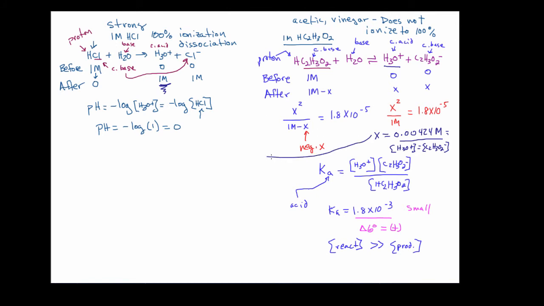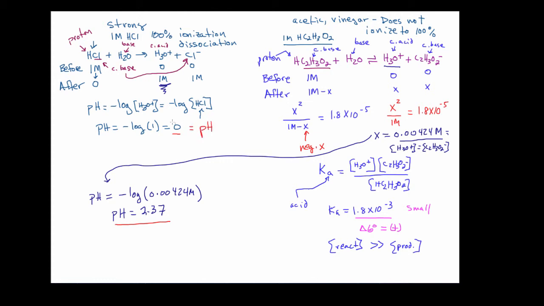So I'm going to pull this over here, and now we'll calculate the pH of this solution. So the pH of the 1 molar solution of acetic acid is going to be minus the log of 0.00424 molar, so it's going to be minus the log of 0.00424. So the pH of this solution is going to be 2.37.